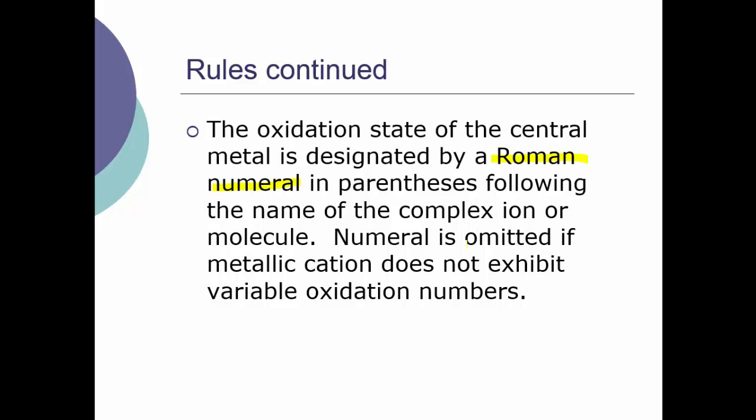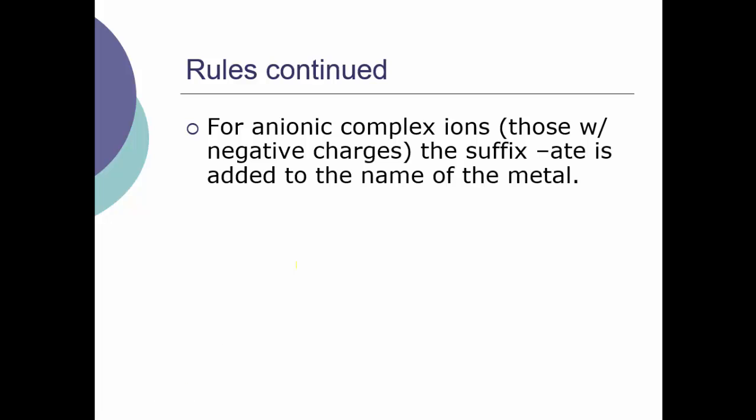Okay, oxidation state of the central metal is always designated by a Roman numeral in parentheses following the name of the complex ion or molecule. Numeral can be omitted if the metallic cation does not exhibit variable oxidation number. So for example, we know silver is always a 1 plus, so you don't have to put the 1 there for silver. Some people do if it's a complex ion, but for the most part you can leave that off.